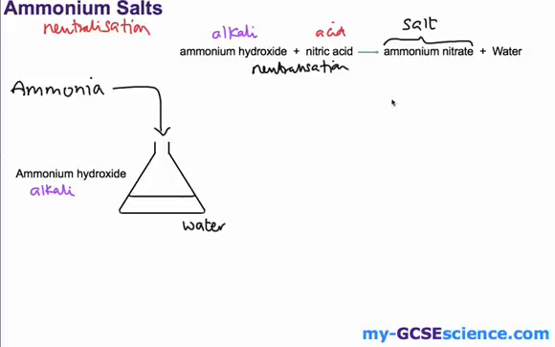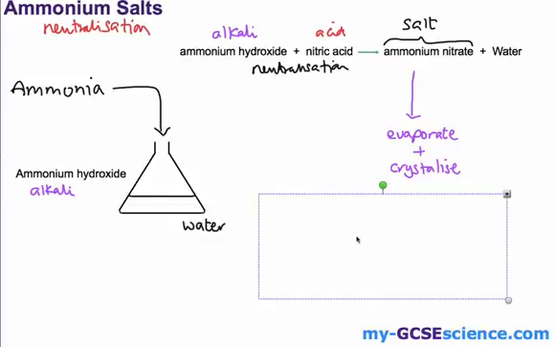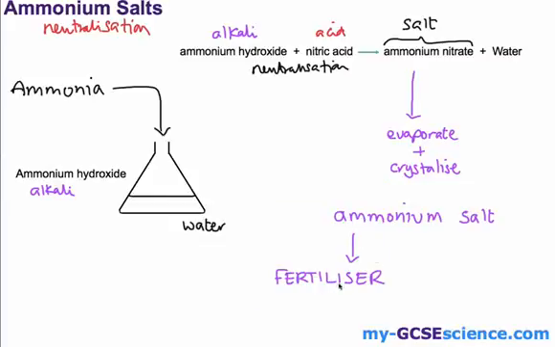Now ammonium nitrate is a very useful substance because we can evaporate this whole solution down. We can evaporate and crystallize, as shown before in a previous video. But once we evaporate and crystallize, we have crystals of ammonium nitrate, and these are very, very useful for fertilizer. So we have an ammonium salt, and we use those as fertilizer. The reason why they are so important is because ammonium contains a very important element called nitrogen, which is required for growth.